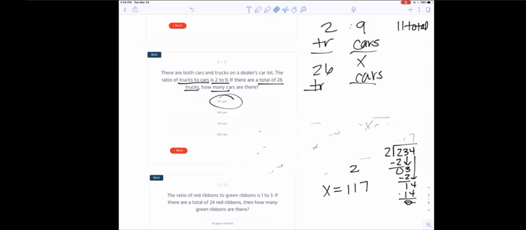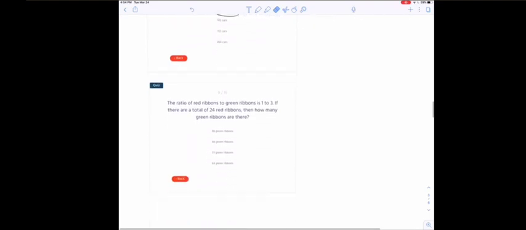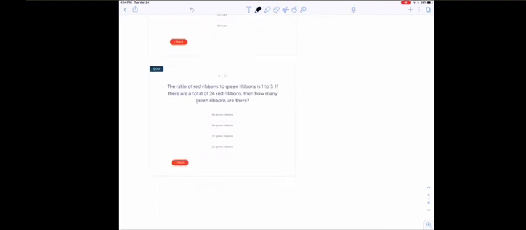Okay. I hope this is getting easier for you. I hope you're understanding how to do it. Let's take a look at number 9. It says, the ratio of red ribbons to green ribbons is 1 to 3. If there are a total of 24 red ribbons, then how many green ribbons are there? So red to green, 1 red, 3 green. It gives us 24 red and it asks us how many green.